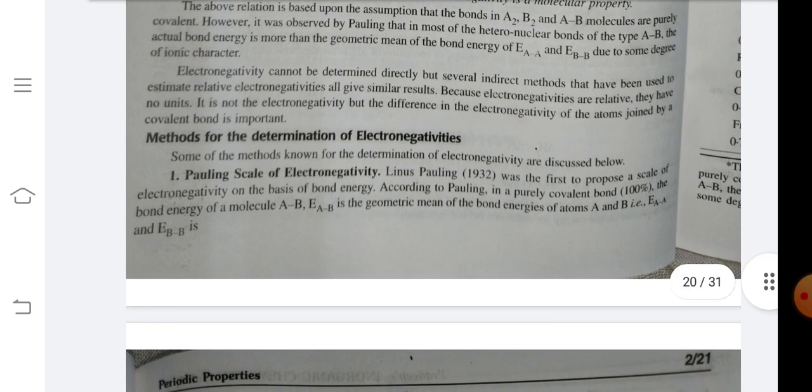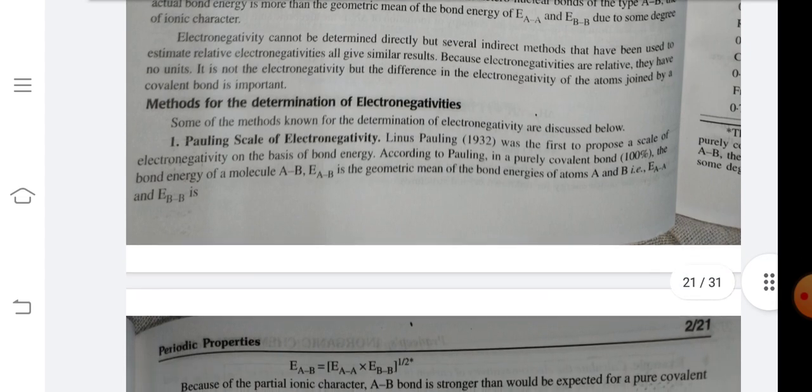However, it was observed by Pauling that in most of the heteronuclear bonds of the type AB, the actual bond energy is more than the geometric mean of the bond energies EAA and EBB, due to some degree of ionic character. Electronegativity cannot be determined directly, but several indirect methods have been used to estimate relative electronegativities. All of them give similar results because electronegativities are relative. They have no units. It is not the electronegativity but the difference in the electronegativity of the atoms joined by a covalent bond that is important.